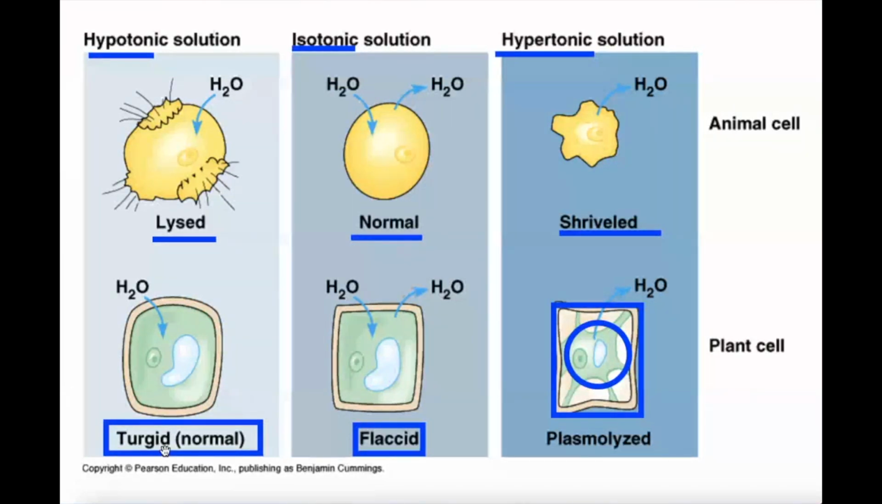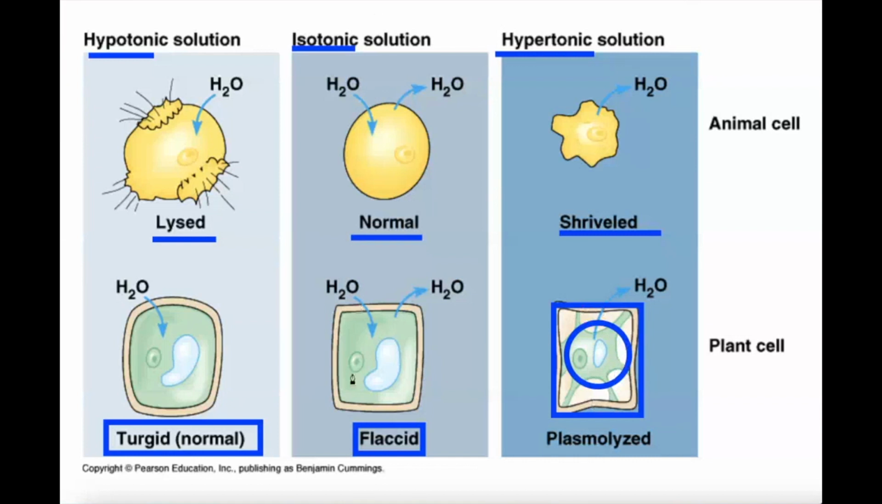Turgid means swollen. More water is going in, so the plant will swell, but it will not burst because it has a cell wall. So because the plant is swollen, just as the animal cell was swollen, this is hypotonic. In the third picture, the plant cells shrink. So when the cells shrink, this is hypertonic.